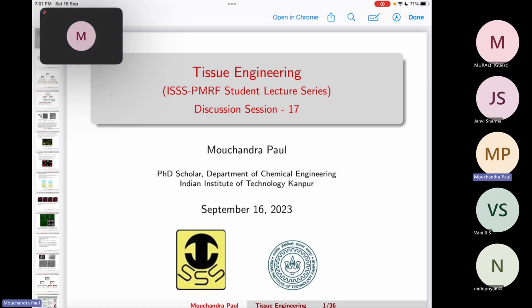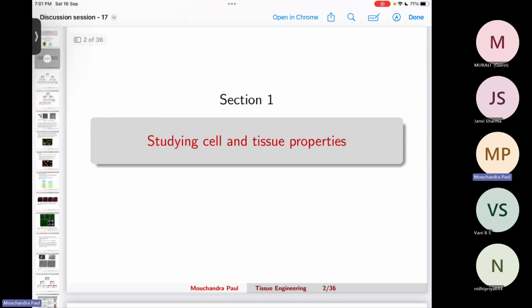Okay. So in today's class, we will look into another topic, that is studying cell and tissue properties. So far, we have looked into various aspects of cell behavior, like what growth factors affect cell growth, what signaling processes are there. Then we looked in detail at the cellular fate processes. But now we are going to look into some techniques that people use to quantify it, to actually observe cellular behavior in their tissue samples or cell samples.